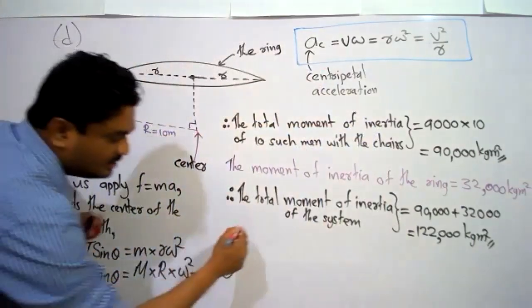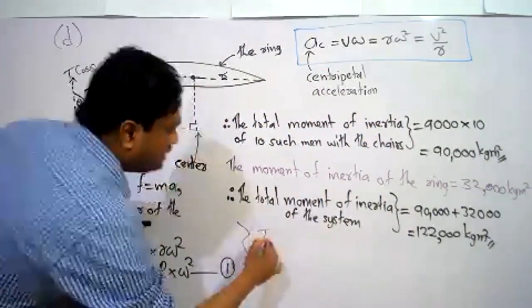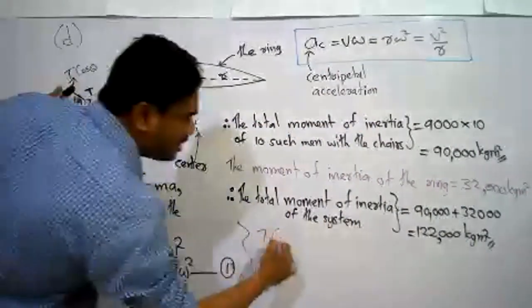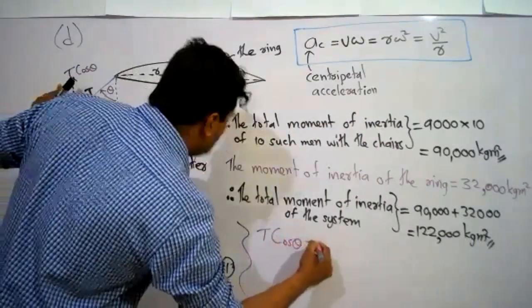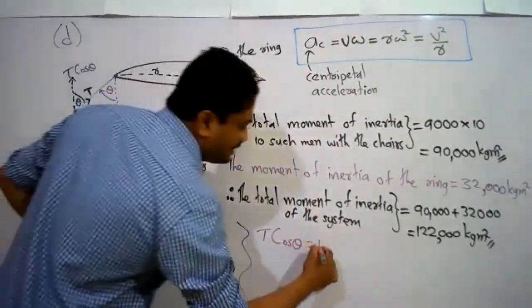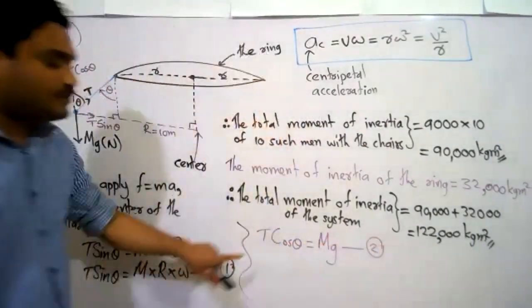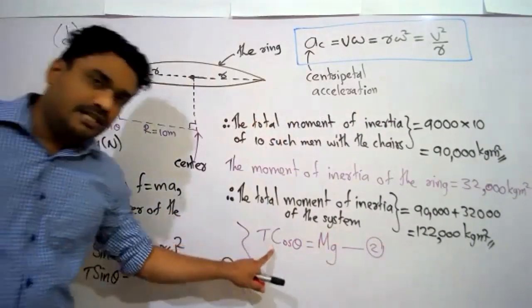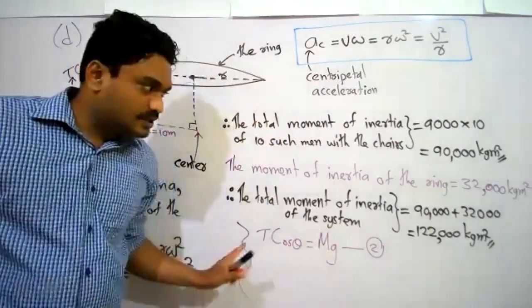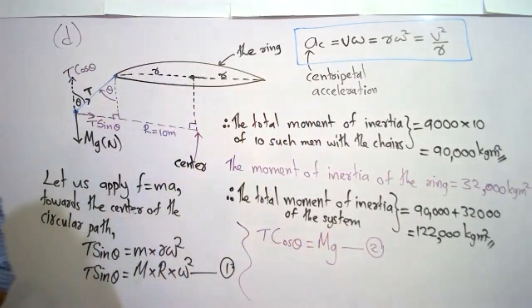So it means you can write that T cos theta should be equal to the downward force, capital Mg. This is the second equation right here. T cos theta equals Mg. Right. That's it. We have reached the end of the question successfully.